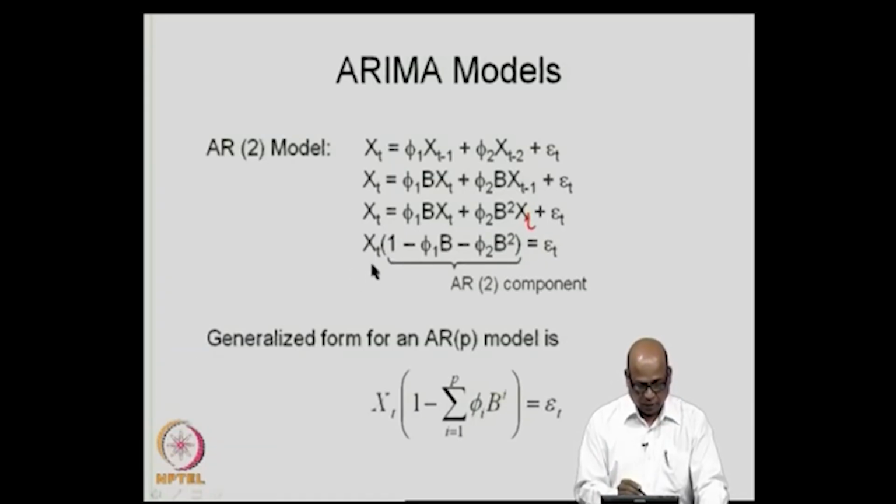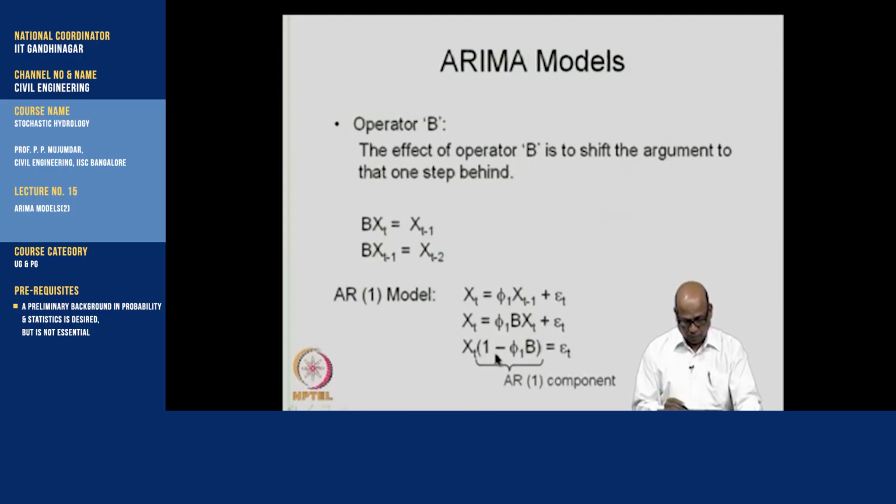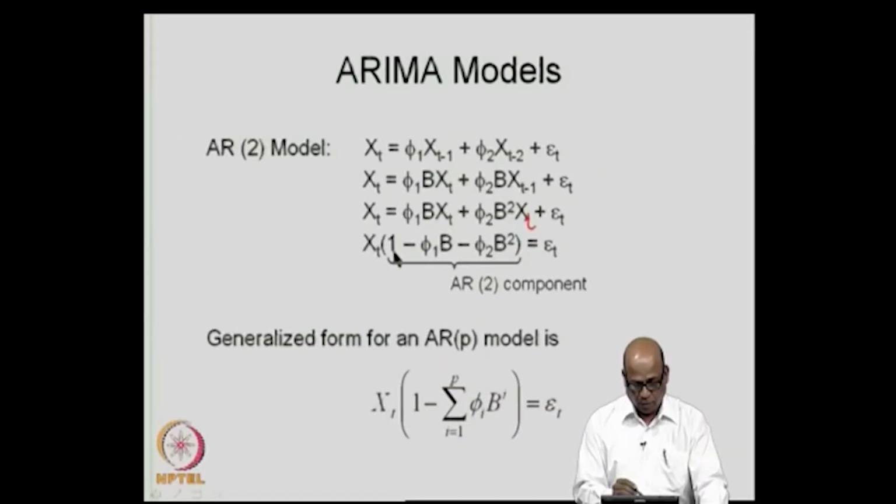and therefore, I will write it as x t into 1 minus phi 1 B minus phi 2 B square is equal to epsilon t. So, we write the AR models as x t into some term in terms of B and the associated parameters, and on the right side we keep the noise term epsilon t for the AR models. So, this becomes the AR 2 component. Compare this with the AR 1 component, this is 1 minus phi 1 B, and for the AR 2 component 1 minus phi 1 B minus phi 2 B square.